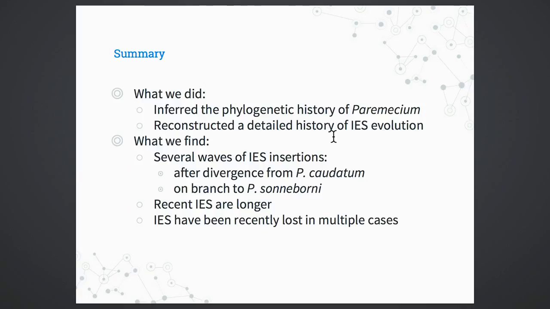So putting everything together, we inferred the phylogenetic history of Paramecium, and we reconstructed a detailed history of the evolution of all ISs. And now this enables us to see that, in fact, we had at least two waves of IS insertions, one after divergence from Caudatum and one on the branch leading to Paramecium sonneborni, and that there is a correlation between length and age. Recent ISs are longer on average. And another rather unexpected surprise is that there have been quite a lot of recent complete losses of ISs in specific clades, for which we still don't know the molecular mechanism.